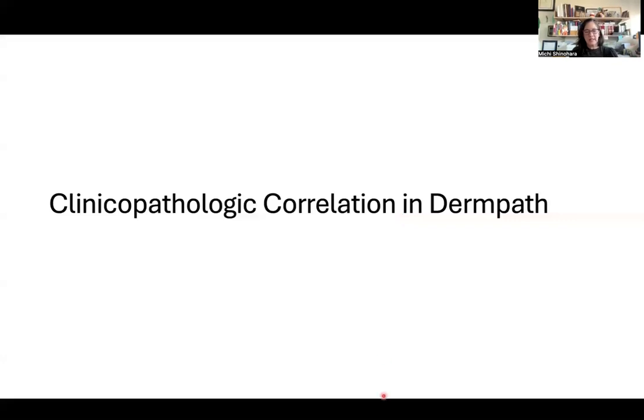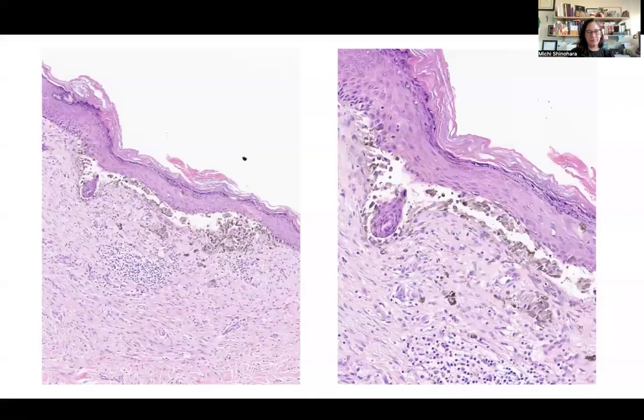All right, clinical pathology correlation in dermpath is super, super important. Having clinical history improves diagnostic accuracy, and it's very common that having knowledge of the clinical situation could change the diagnosis. And I want to show you a couple examples of where that might play out.